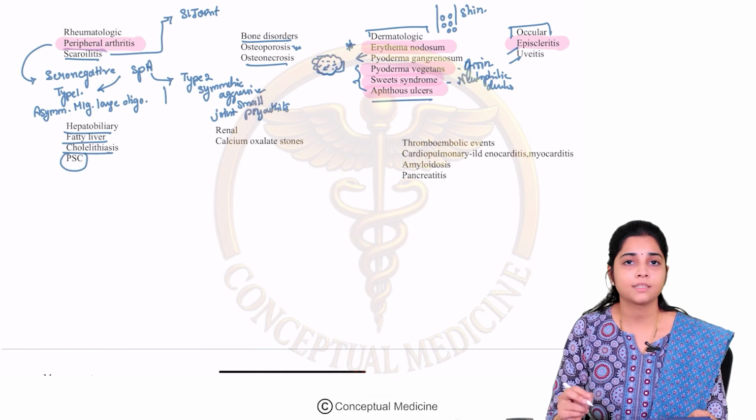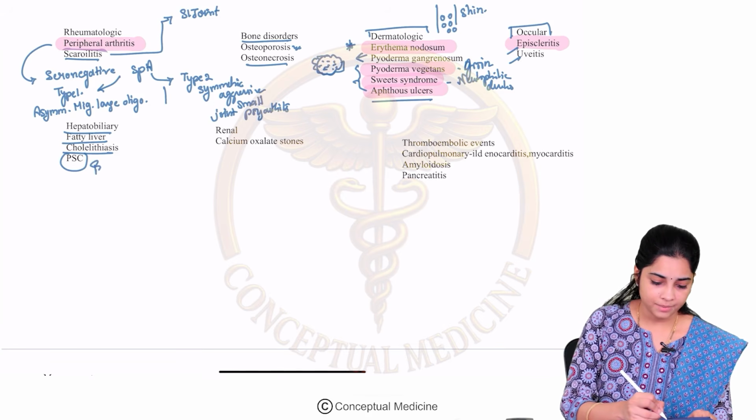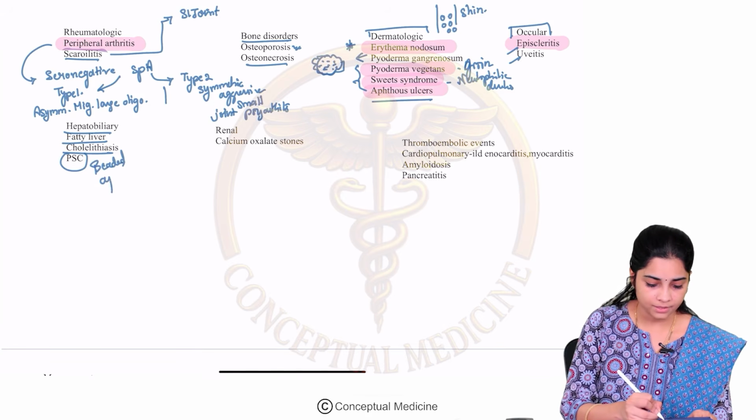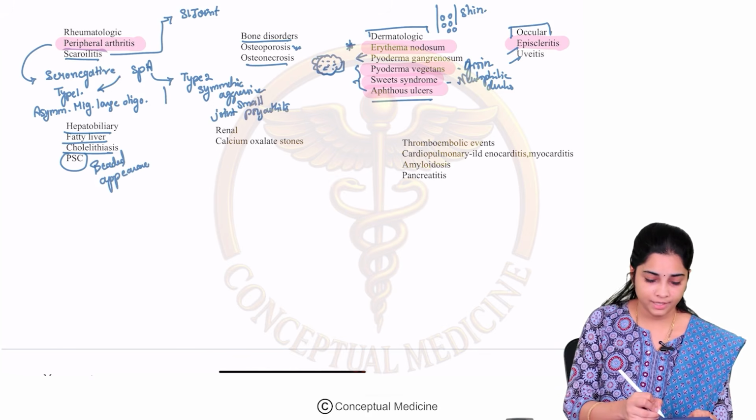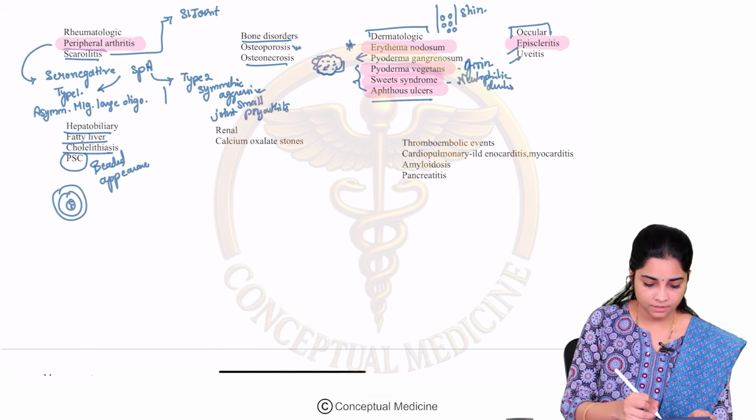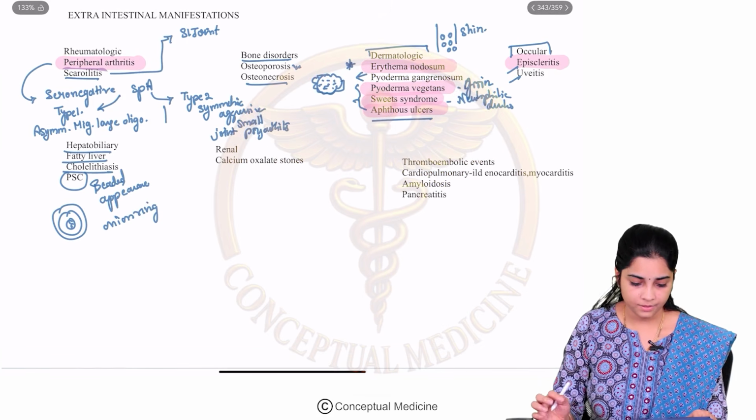Okay. What is the characteristic radiological finding? You find a beaded appearance. What is the characteristic histologic finding? You find your onion ring pattern. Onion ring pattern. Okay. Fine.